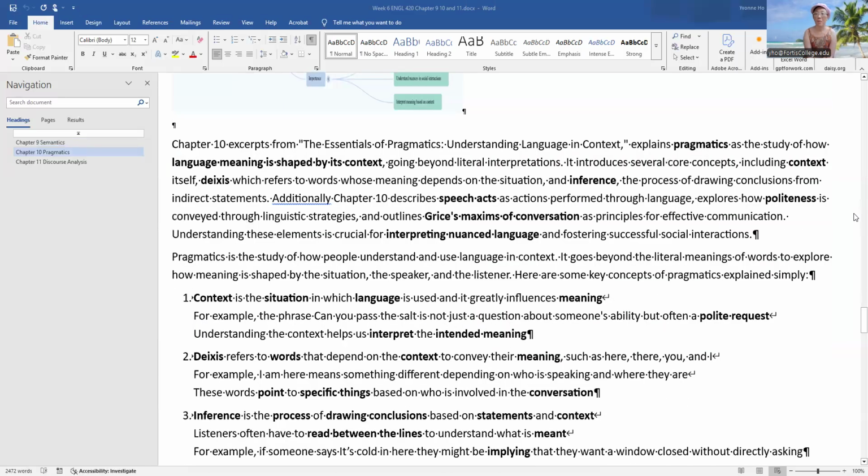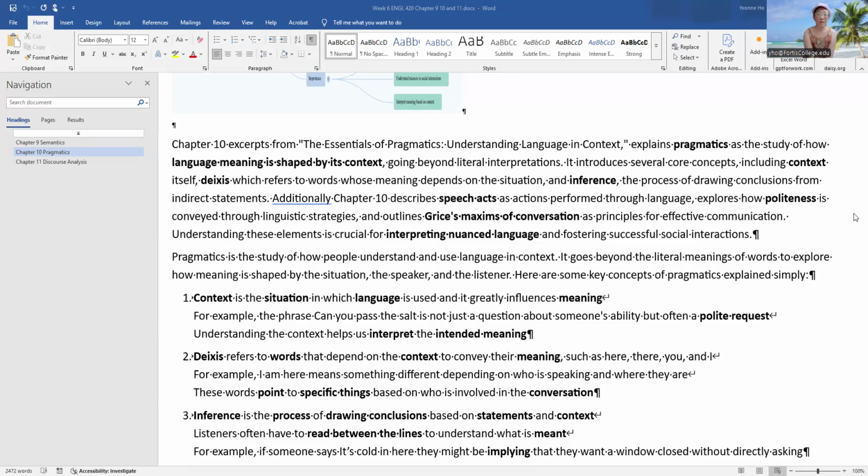Chapter 10 explains pragmatics as the study of how language meaning is shaped by its context, going beyond literal interpretations. And so pragmatics introduces several core concepts, including context, deixis, which refers to words whose meaning depends on the situation. So basically, pragmatics gets into even more of the details of semantics. And so you can have semantics as like the broad umbrella, okay? And then the subcategory being pragmatics, because it gets even more and more nuanced. So pragmatics is the study of how language meaning is shaped by context, and in deixis and inference, the process of drawing conclusions from indirect statements.